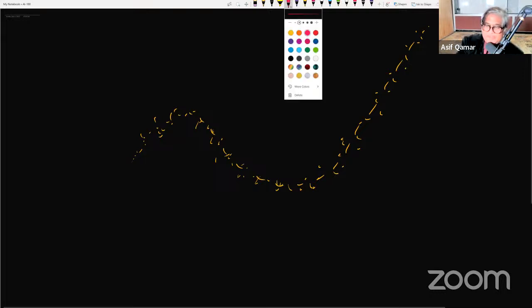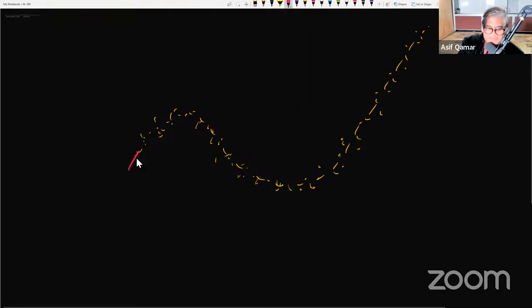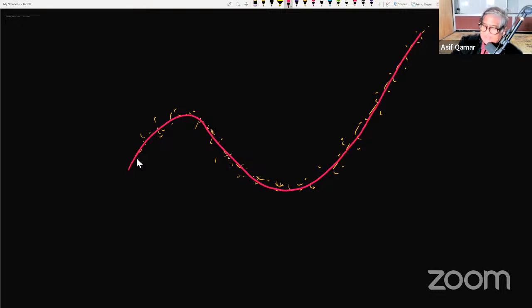By the way, is my screen shared? Yes. Suppose you have data that looks like this. The machine will learn that the data is proximal to this curve. In higher dimensions, you would say the data is proximal to this manifold, to this hypersurface. By now, are we familiar with this language of talking? Right?